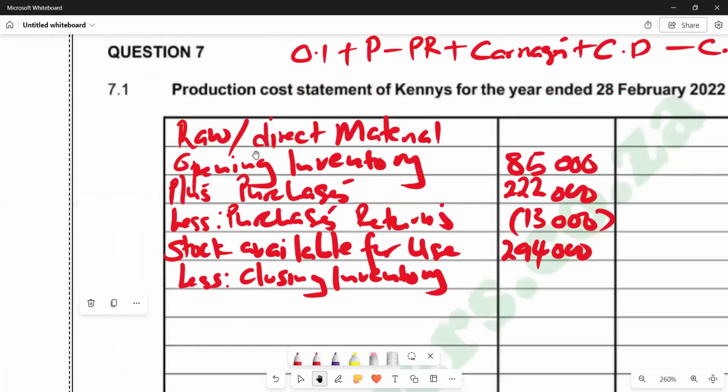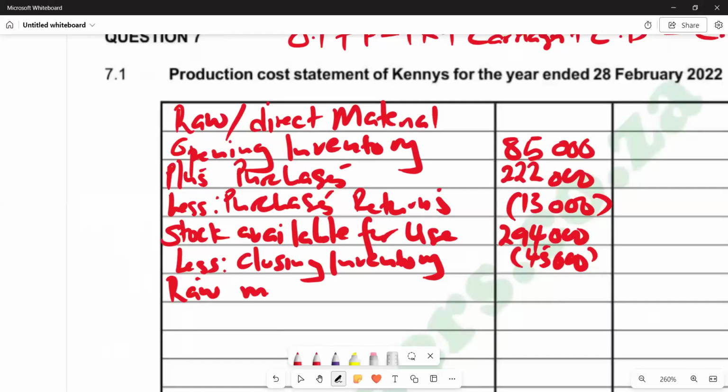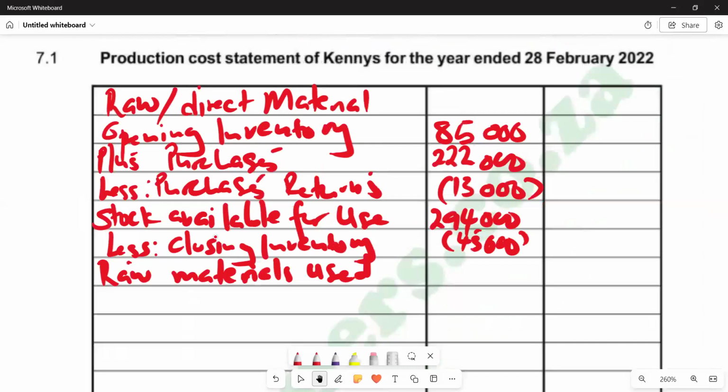So come here, it's saying 45,000. We are saying less, so we are subtracting. Then if we subtract, we are going to get the cost of the raw materials used. So the answer that we are going to get is raw materials used, and the raw materials used we have is 249,000. That's the answer that you are supposed to get there. You're saying 294,000 minus 45,000, and then you are supposed to get 249,000.